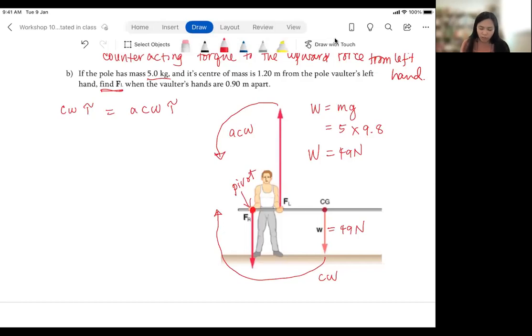Okay, right, so clockwise torque, that means we need to find the moment arm. Clockwise torque is provided by this weight force. That means we need to find the moment arm of the weight force and multiply that with the force itself. And the anti-clockwise torque is provided by this upward FL force. That means we need to find the moment arm of the FL multiplied with the FL force itself.